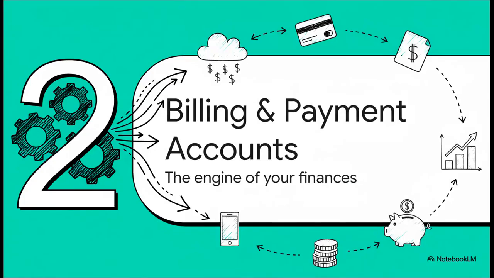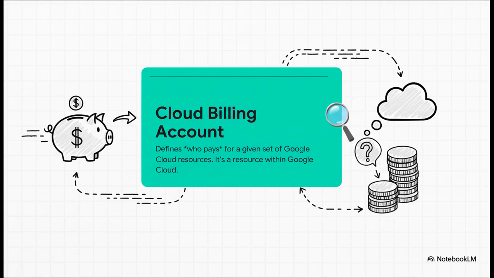Okay, so to get a grip on your cloud finances, we have to start with the engine room. There are two core ideas here that you absolutely, positively have to get. First up, the cloud billing account. Just think of this as the thing that's on the hook for the bill. It's a resource inside Google Cloud, and it answers one simple question. Who is paying for all this stuff we're using?